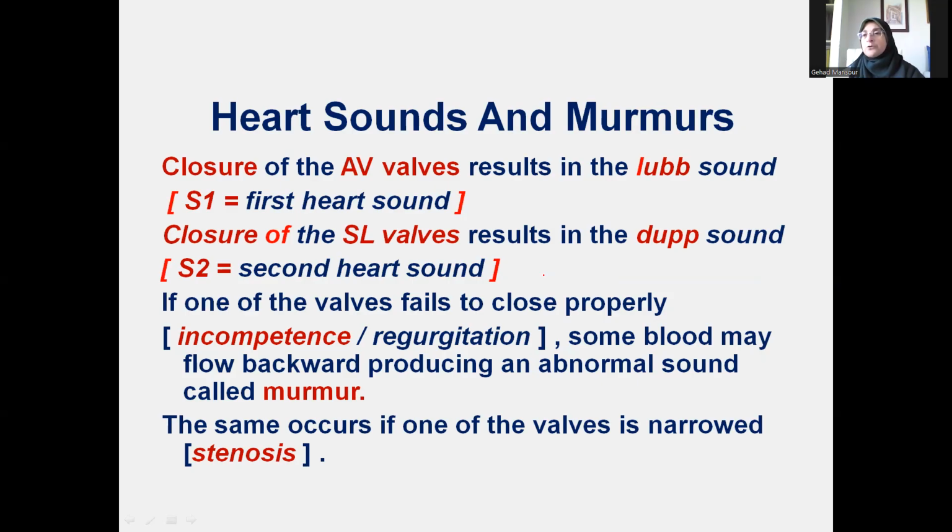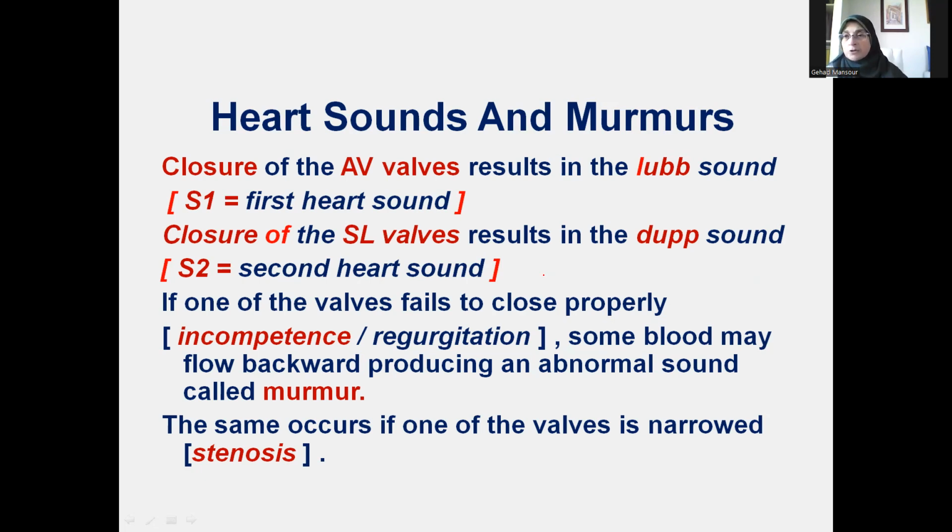And it is important to know that if one valve is stenotic, meaning that it is narrower than normal or that the cross-sectional area is smaller than normal, or if the valve is incompetent, meaning that it does not close properly and it allows regurgitation or backflow of blood, then we would have a murmur. So what is a murmur? A murmur is an abnormal heart sound that is superimposed on the first and second heart sounds.